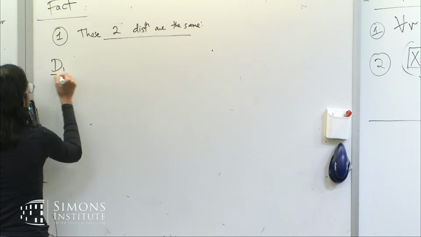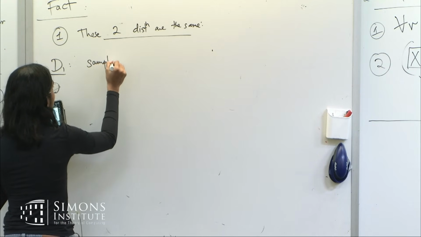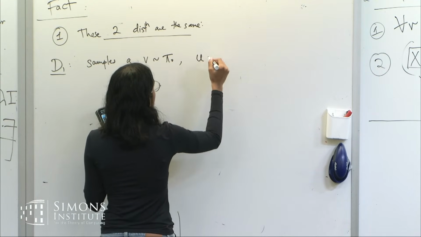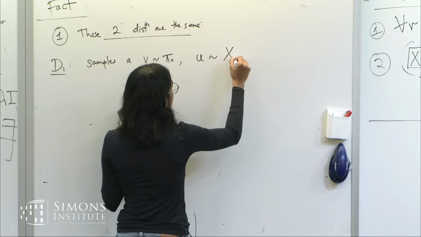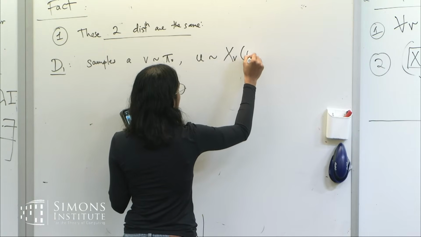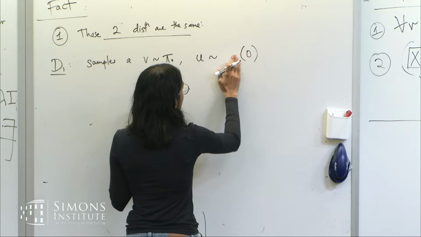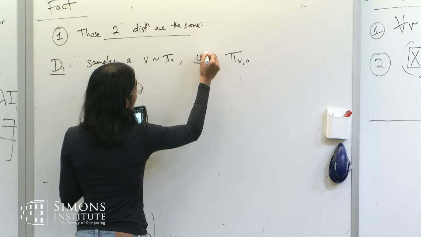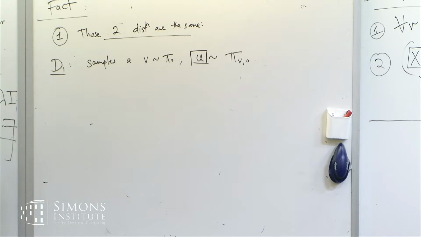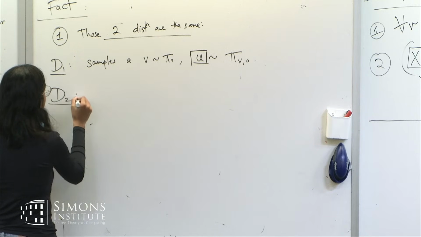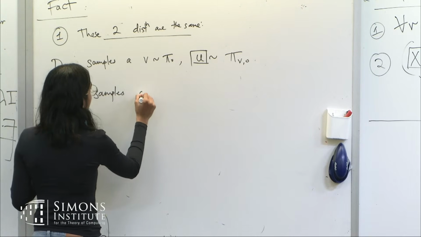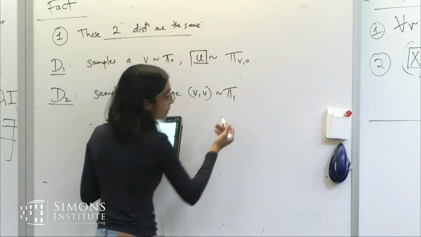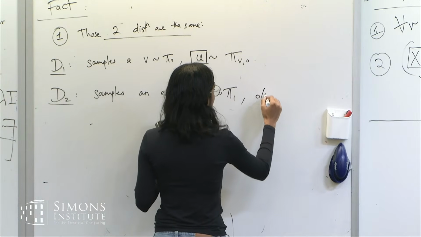The first distribution D1 samples a random vertex V from pi 0, and then samples U from the link of V, so it samples it from the distribution pi V and outputs U. And the second distribution samples an edge VU from pi 1, which is a distribution on edges of the complex, and outputs U.